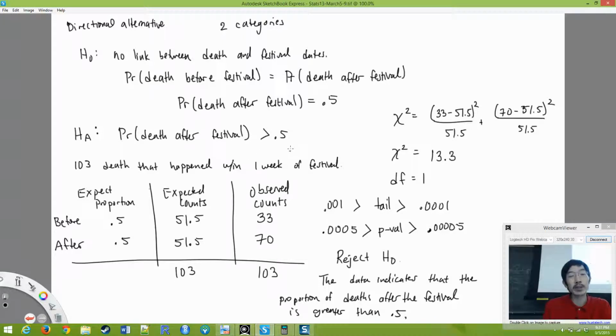Technically, whenever you have a directional alternative, you should do a directionality check, and I neglected to do that. How would we check directionality here? The alternative says that the probability of death after the festival is greater than 0.5, which would mean that in our observed counts, the deaths for after should be greater than what we would expect under the null hypothesis. And indeed, that is the case. 70 is greater than what we expect, so our directionality check is met. Maybe I'll just write that.